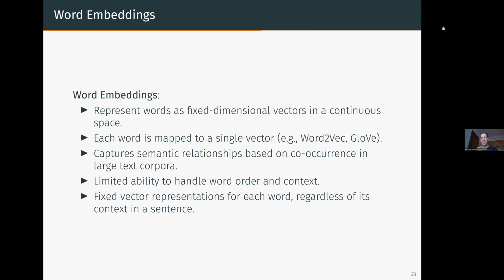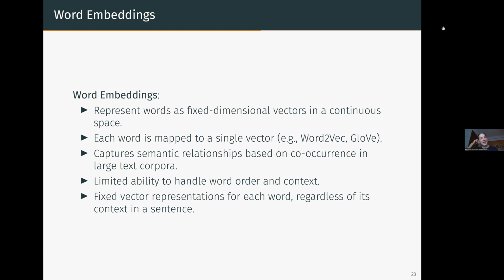So what we want to do is represent words as fixed-dimensional vectors in a continuous space. If we have a text of, say, 100 words, then we have a potential 100-dimensional space. We want to limit that. That's why we use singular value decomposition. We therefore map each word to a single vector, and we can do that with lots of methods like word2vec or GloVe. There are lots of ways to do this.